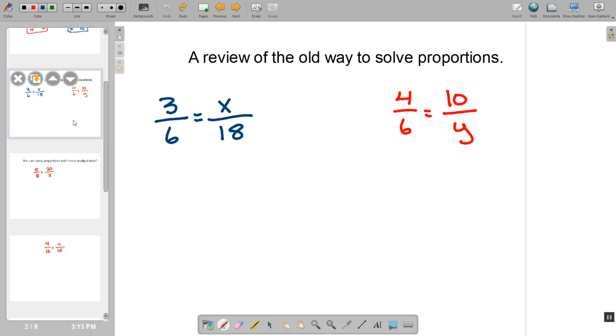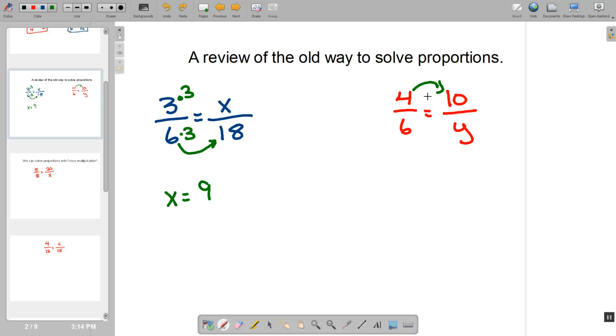So, the old way to solve proportions was finding a pattern to go from one fraction to the other fraction. For example, if I see on the bottom that 6 times 3 is equal to 18, 3 times 3 should then give us our x value, which is 9.